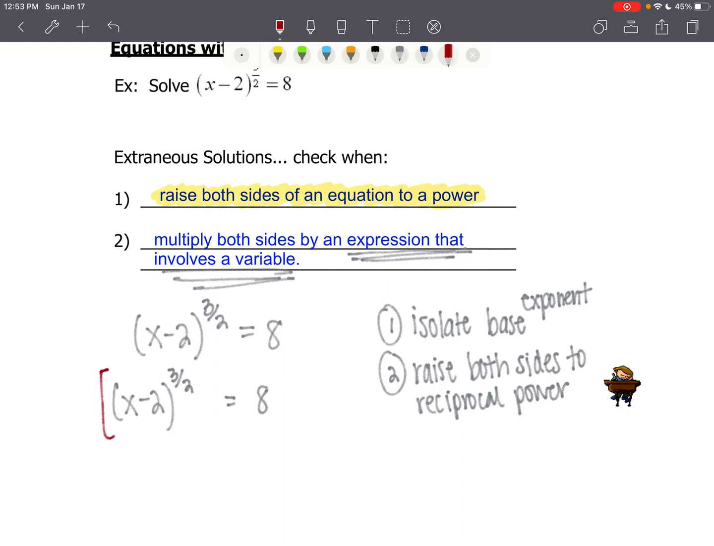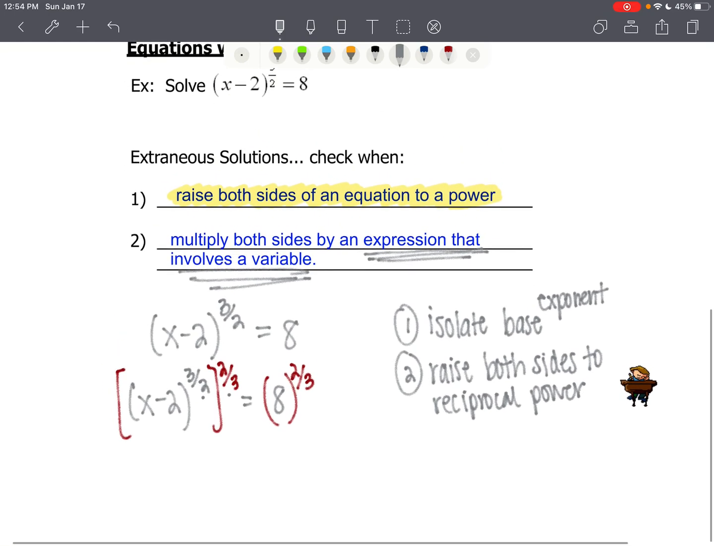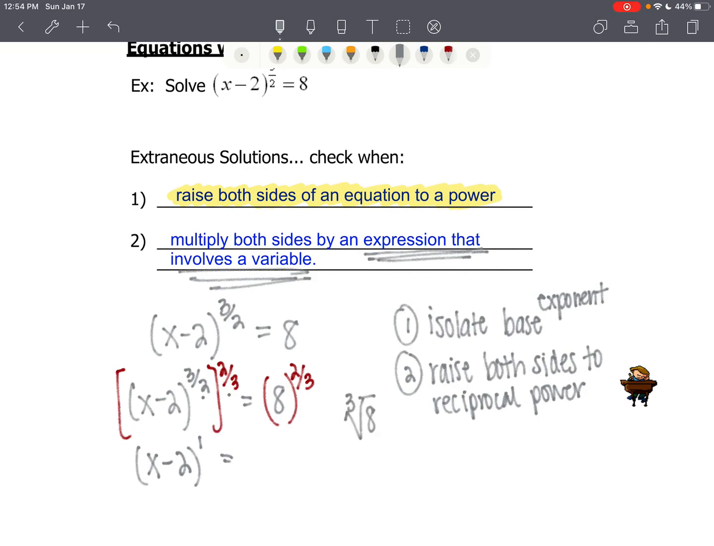I'm going to raise both sides to the 2/3 power. The reason I'm raising it to the 2/3 power is because now I've created a power to a power, and that's when you multiply. 3/2 times 2/3 is 1. So you have x minus 2 to the first power is equal to 8 to the 2/3. And now we can take the cube root of 8 and square it. The cube root of 8 is 2. 2 squared is 4. I'm going to add 2 to both sides, and I get x equals 6.